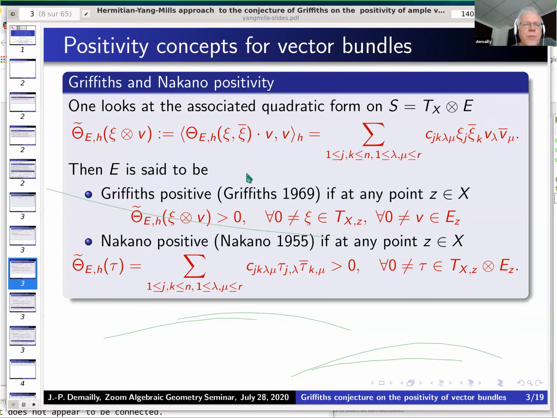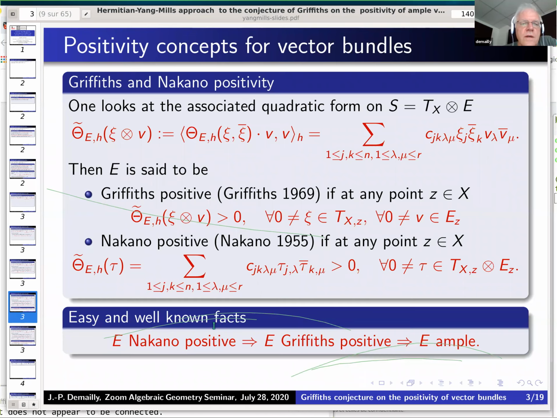A stronger positivity concept is the concept of Nakano positivity, introduced earlier by Nakano in 1955. Namely that at every point z in X, if you take any tensor tau in T_X tensor E, and not just decomposable tensors of the form xi tensor v, so now you take any tau_j lambda, then the same quadratic form should be strictly positive. So you have more tensors, so it's a more restrictive condition. And of course, by definition, Nakano positivity implies Griffiths positivity. And it's also well known that Griffiths positivity implies the positivity of the associated line bundle O_P(1), and therefore E is ample in the sense of Hartshorne.